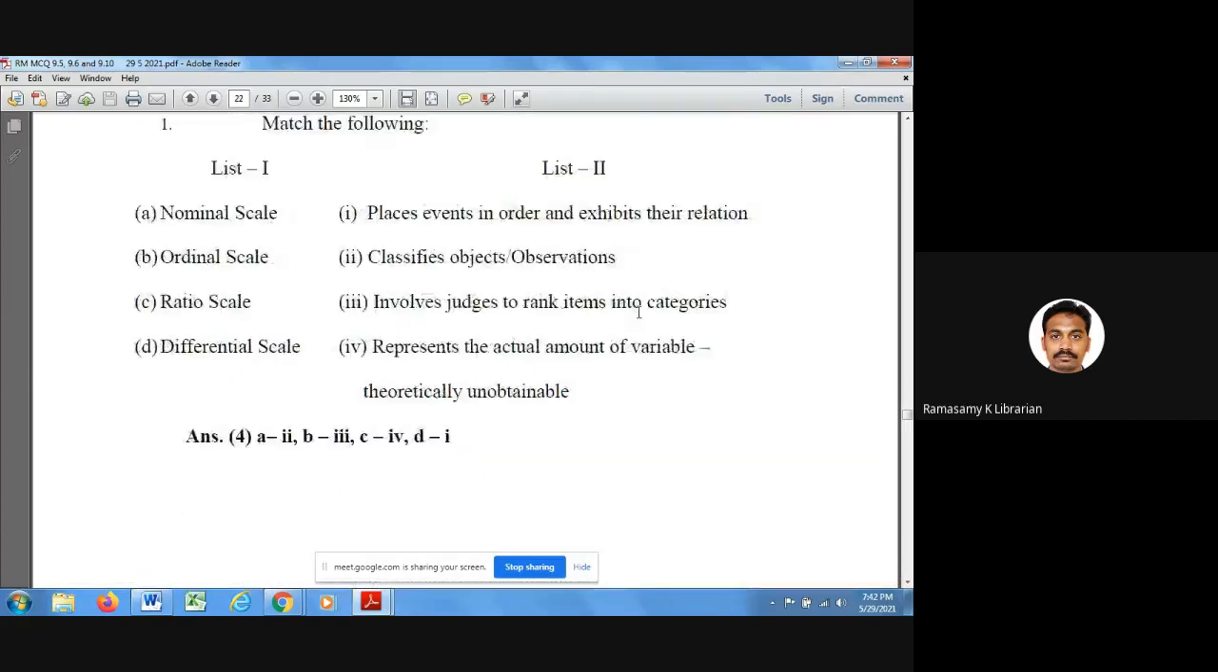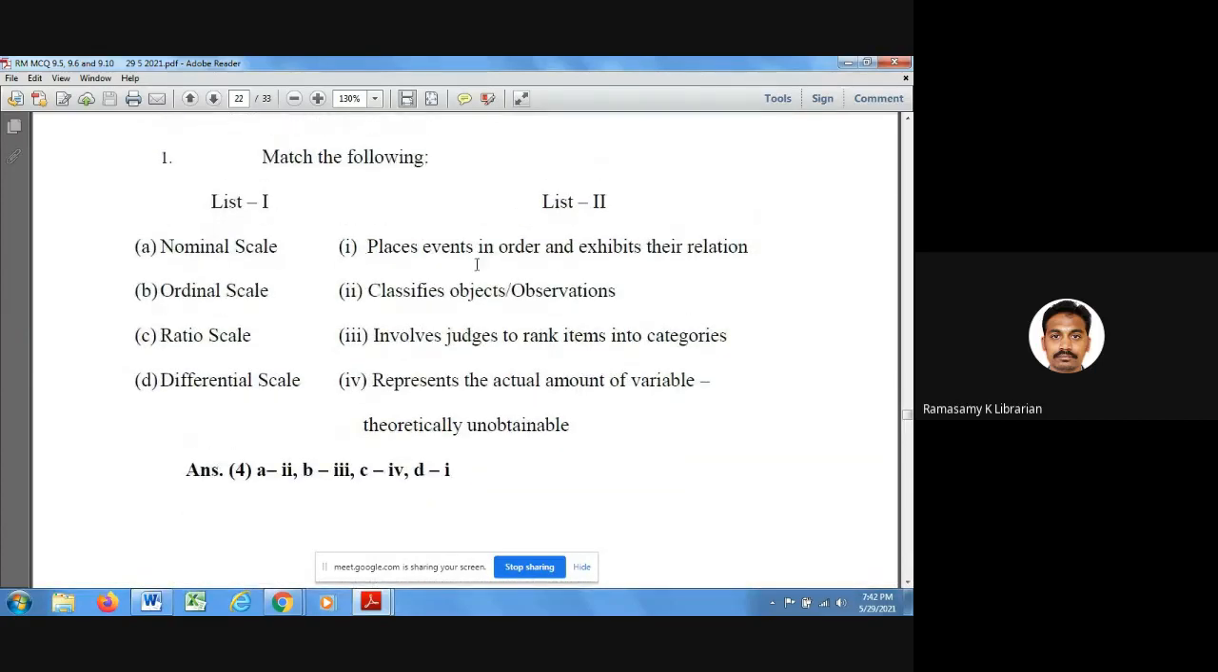Okay, fine. Once again, questions on various scales. We'll see. Nominal scale: what it does is classify objects and observations, like male and female. UG, PG, classifies objects. What about ordinal scales? It is ranking; it involves judges ranking items into categories. Fine. What about the differential scale? It places events in order and exhibits their relation.